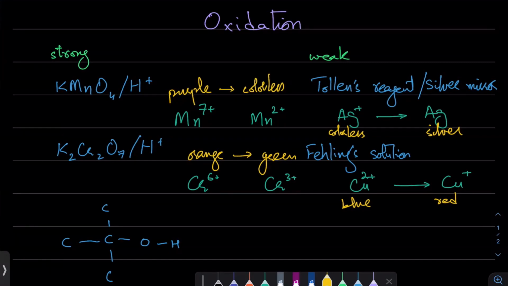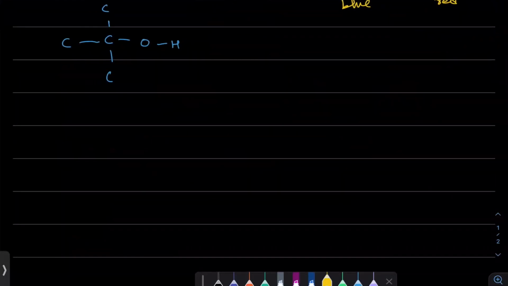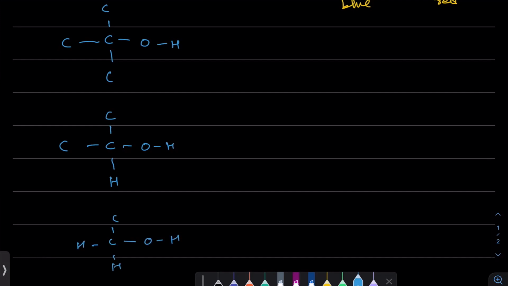Now, what is this primary alcohol? So alcohol can be attached to 2 carbons, with the carbon that's attached also having one hydrogen, or it could be that only one carbon is attached and the other two are hydrogens. Now, this one is called a tertiary alcohol, secondary alcohol, primary alcohol. So tertiary, secondary, primary.